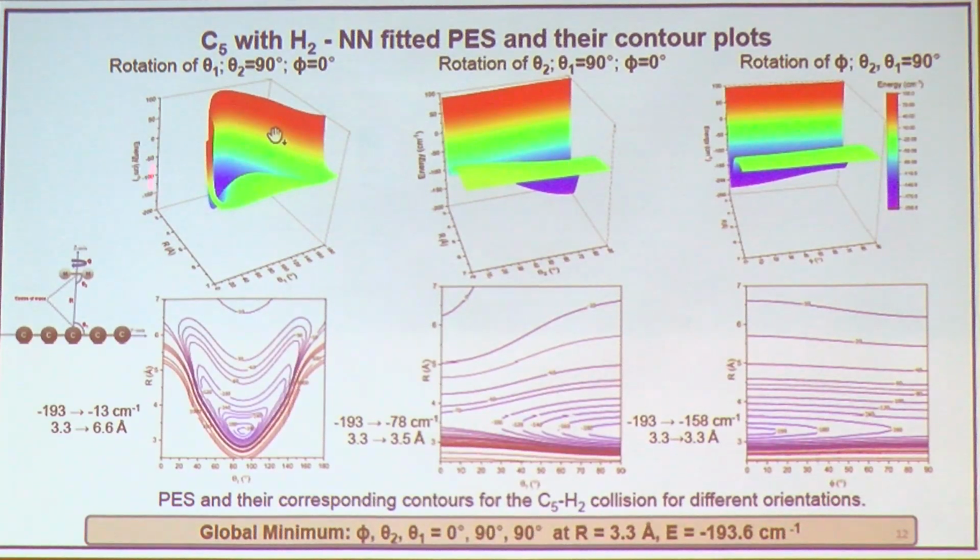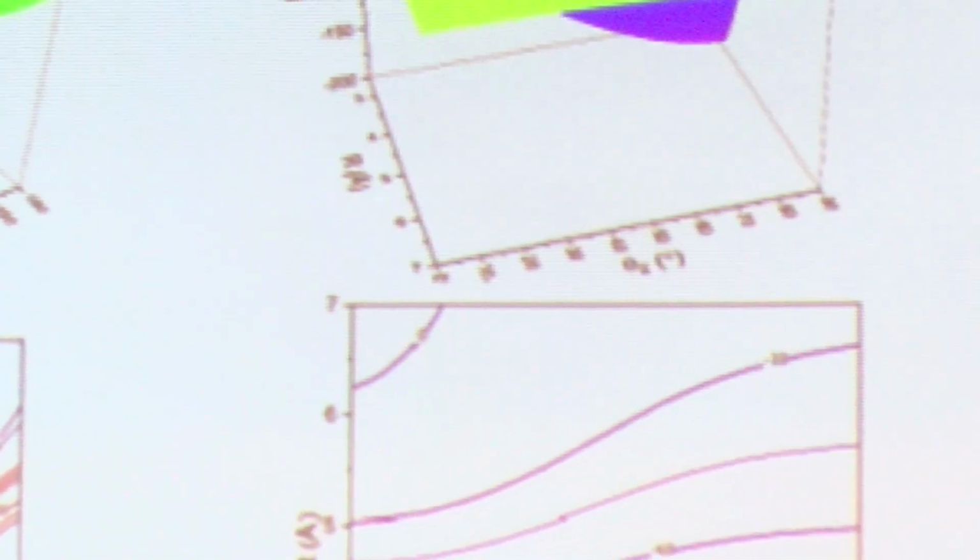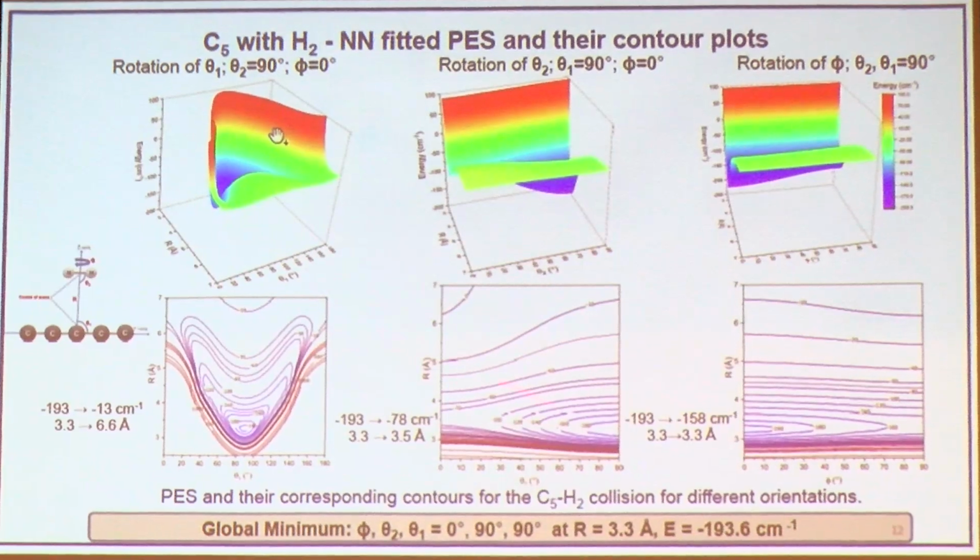These are some of the plots we obtained from the surface. This is the potential surface for phi equal to 0. The diagonal angle is kept at 0, theta 2, the hydrogen molecule, is kept at 90 degrees, and theta 1, which is the rotation of the C5 molecule, is varied as a function of R. The potential surface along with its contour is shown. Similarly, here the diagonal angle is 0, the C5 is kept at 90 degrees, and theta 2, the hydrogen molecule rotation, is varied, and its contour is plotted here.